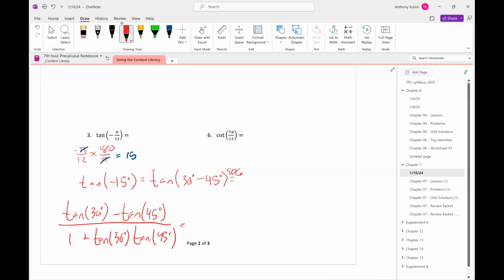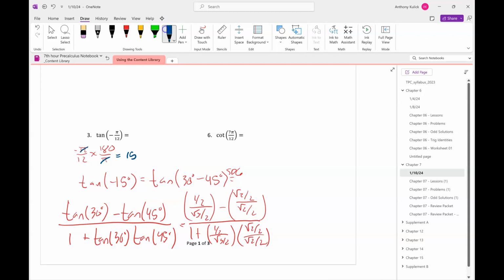I'll locate 30 degrees. I remember tangent is y over x. So that's going to be 1/2 over root 3 over 2. And then I'll look at tangent of 45, again, tangent is y over x, which is root 2 over 2 over root 2 over 2. And then tan of 30, I'm just recopying. And tan of 45, I'm just recopying.